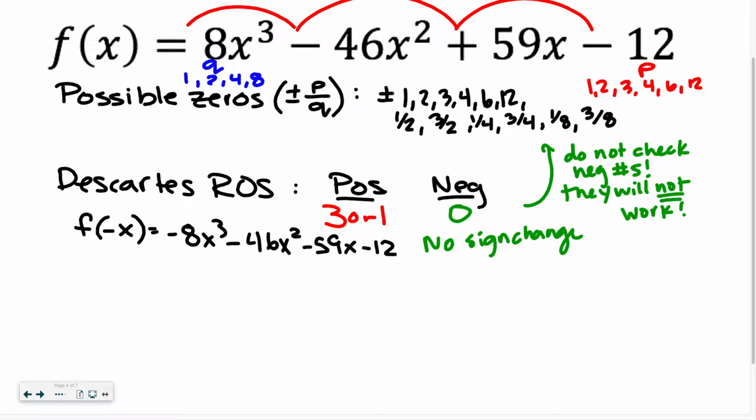Brianna, you'll be with this pod. Why don't you guys check positive 1 with synthetic? Will you guys check positive 2? You guys check positive 3? You guys check positive 4? You guys check positive 6? So go ahead and check those with synthetic. We'll do a little group sourcing. Set up your synthetic box. And I assigned you guys only positive values to check.